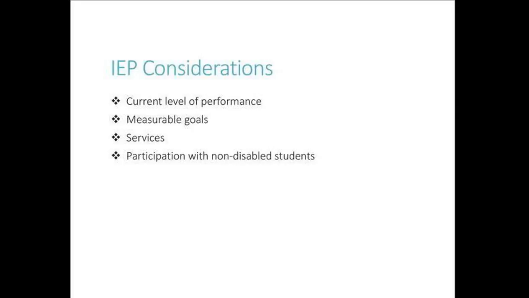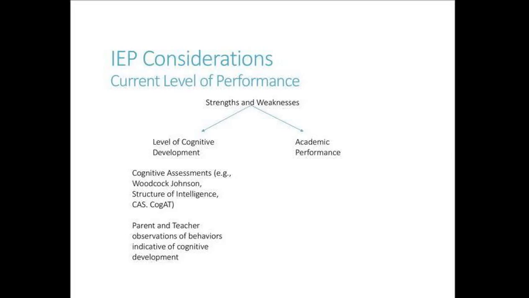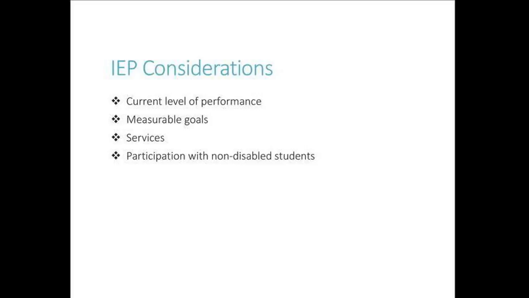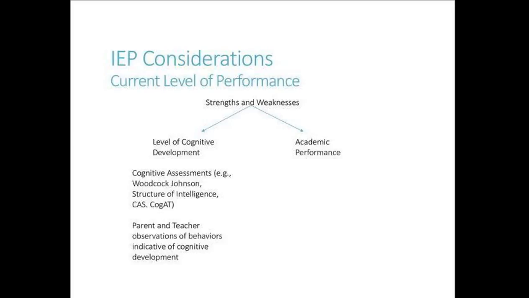So when we're looking at the current level of performance, when we're talking about the cognitive side, and of course we want to be talking about strengths and weaknesses for any child that we're talking about. On the cognitive side, typically when there's an IEP involved, there will have been some kind of cognitive assessment. There are a whole variety of assessments. This is not an exhaustive list here. But the idea is that we want to have some good measure of the level of cognitive development of the student.